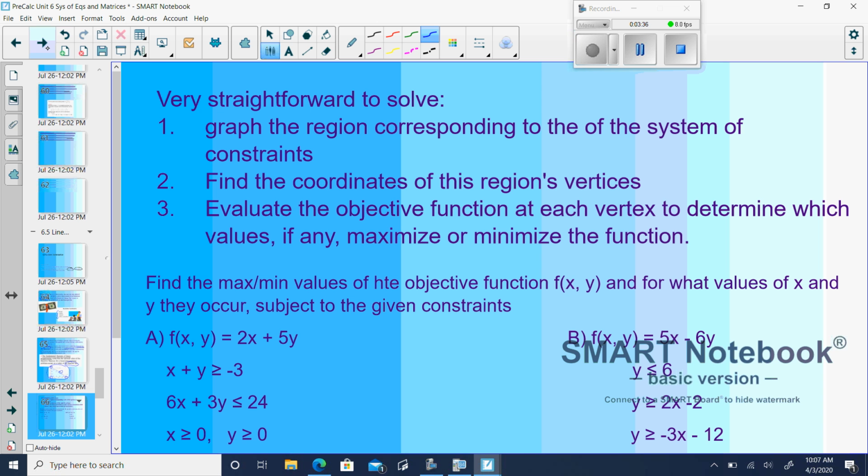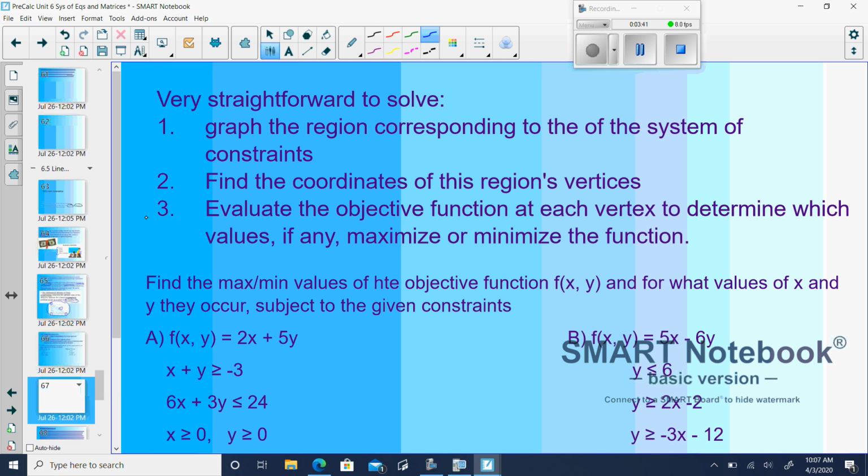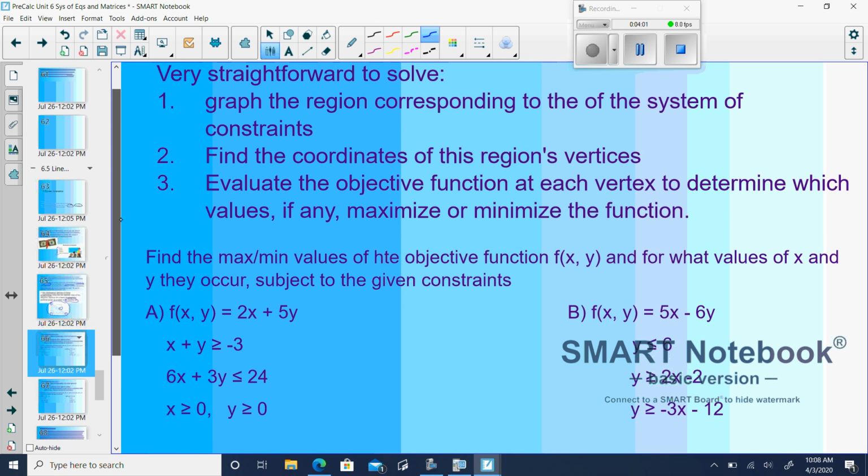So let's take a look at an actual problem. We have 2 samples to work right now. I'm just going to go ahead and clone this page. So very straightforward, right? We just want to graph the region corresponding to our system of constraints. We want to find the coordinates of that region's vertices. Then we want to evaluate the objective function at each vertex to see which values, if any, are going to maximize or minimize the function.